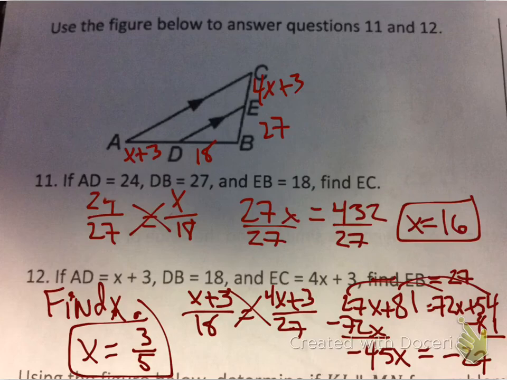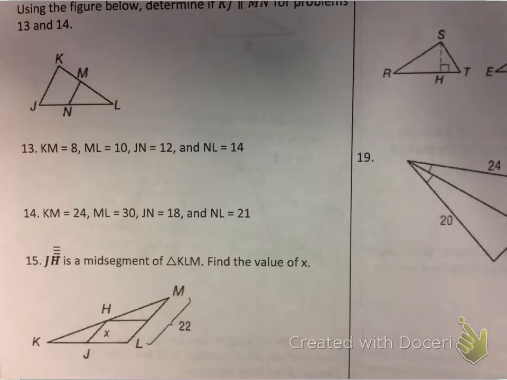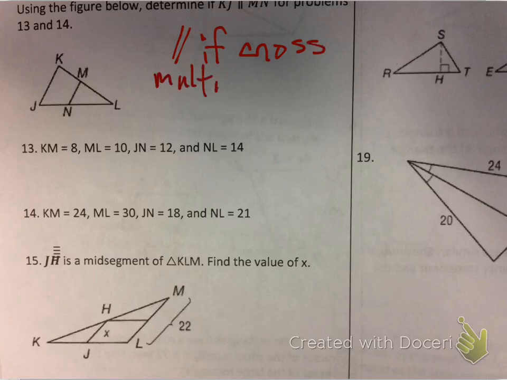Alright, the second part here, you're trying to decide. And again, how do I know if it's parallel? It's parallel if cross multiply equals. That's something you can add to your note sheet if you need it. Okay, in other words, if I say here 8 and 10, notice that I'm saying KM is 8, ML is 10. Make sure you're paying attention to how these numbers are put.